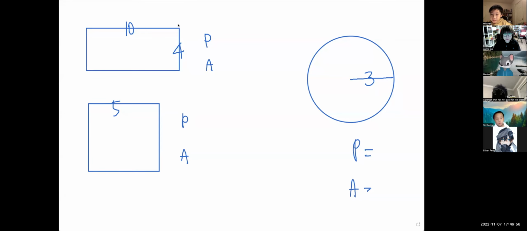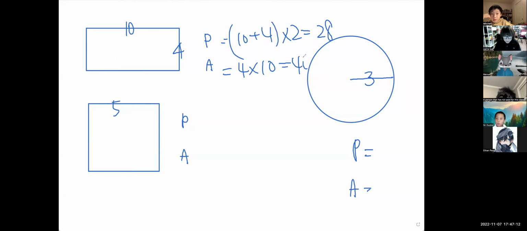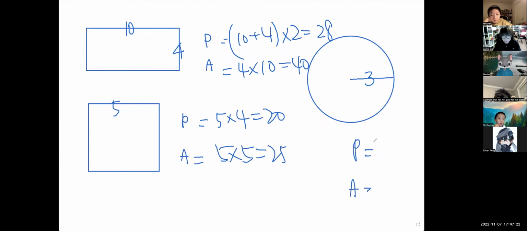Okay, so I'm going to start to explain, okay? Okay, so everybody, perimeter of a rectangle is very important, is 10 plus 4 times 2 equals 28. Area is 4 times 10 equals 40, okay? So the perimeter of the square is 5 times 4 equals 20, and area is 5 times 5 equals 25. So the perimeter, we also say the circumference of a circle is 3 times 2 times pi, so equals 6 pi, and area is 3 times 3 times pi equals 9 pi.